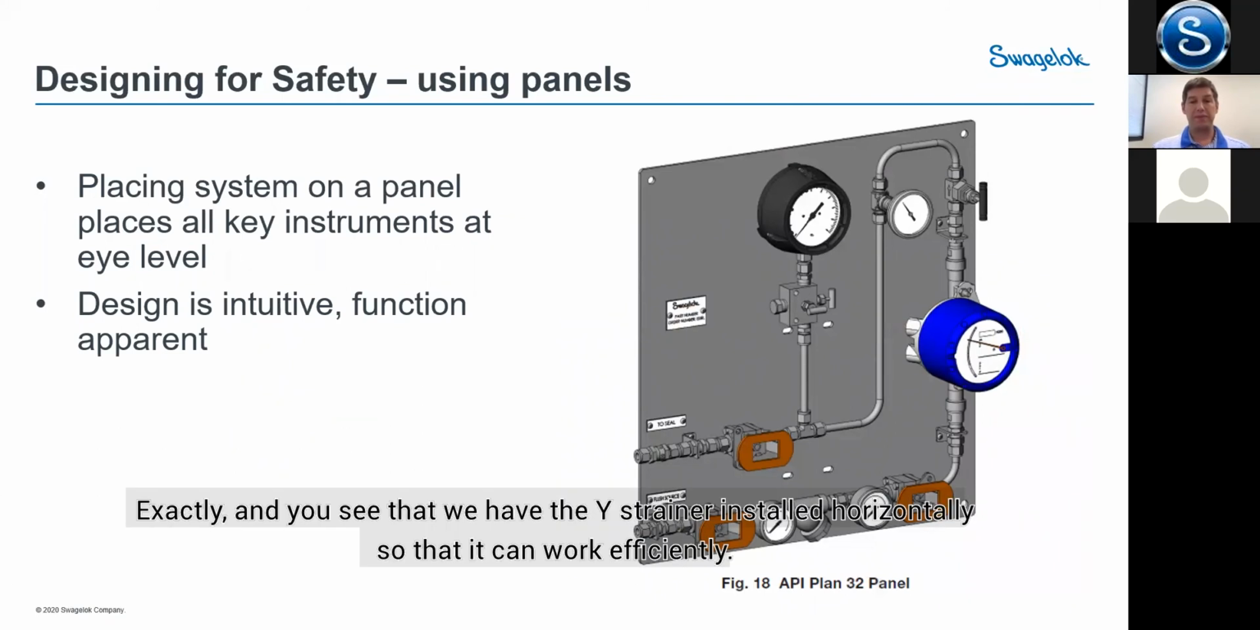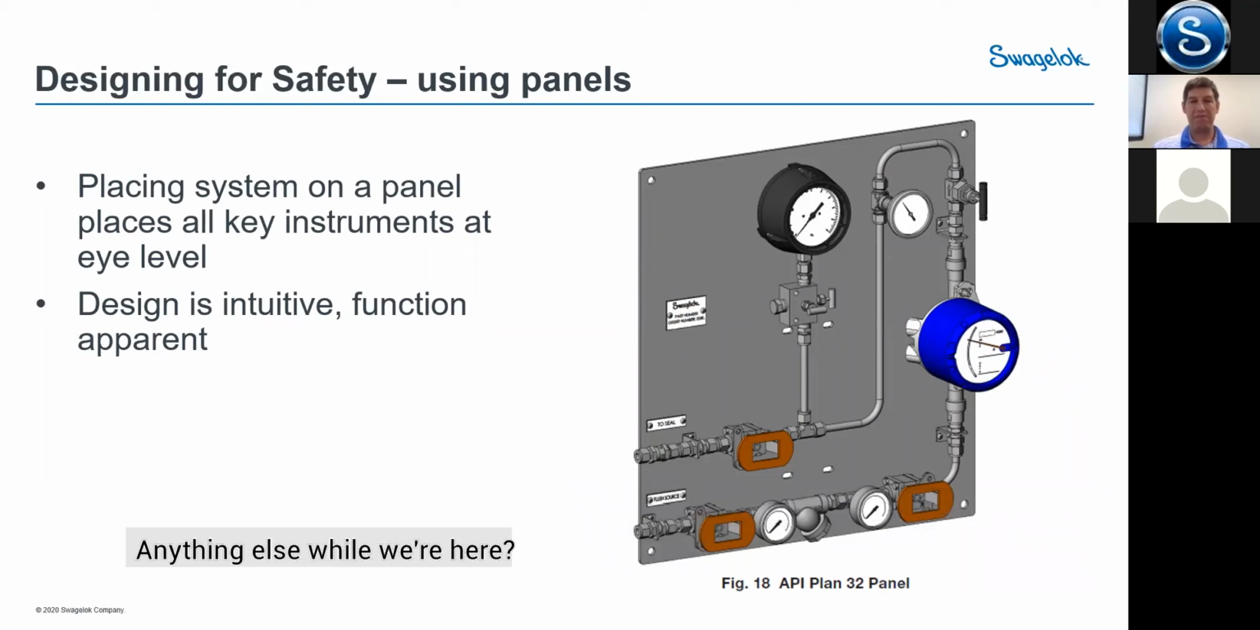Exactly, and you see that we have the Y strainer installed horizontally so that it can work efficiently in this setup. Sure. Anything else while we're here?